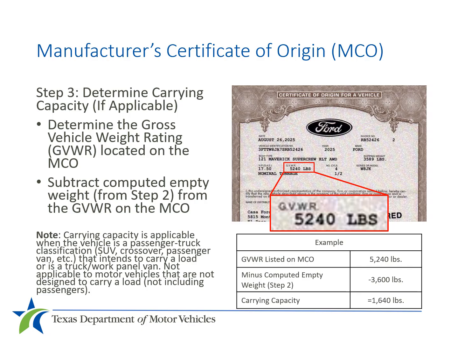To compute the carrying capacity in the example shown, we will take the gross vehicle weight rating from the MCO, which is 5,240 pounds, and subtract 3,600 pounds, which is the computed empty weight from step 2, which gives us a carrying capacity of 1,640 pounds.